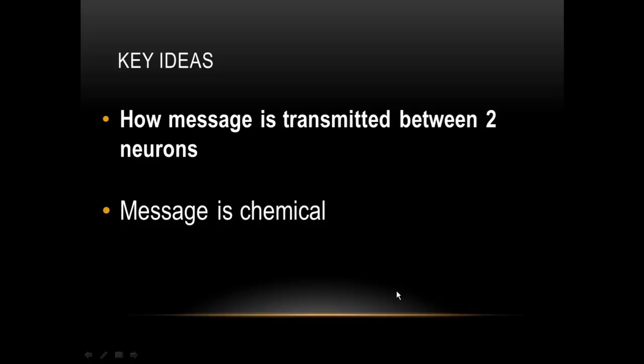So the key ideas in this unit, we talked about how a message is transmitted between 2 neurons, and we should realize that the message is chemical. The name of the chemical transmitting the message is a neurotransmitter. Specifically, we should know the name acetylcholine.